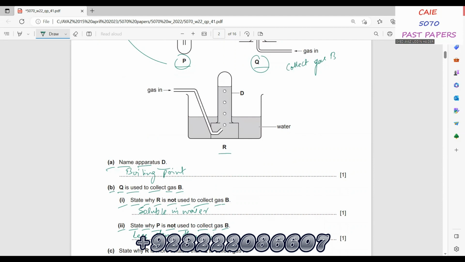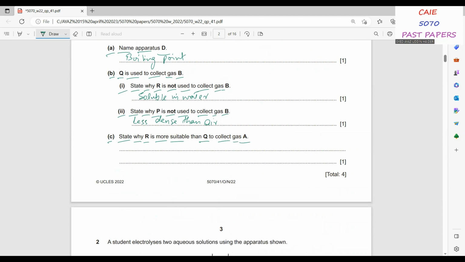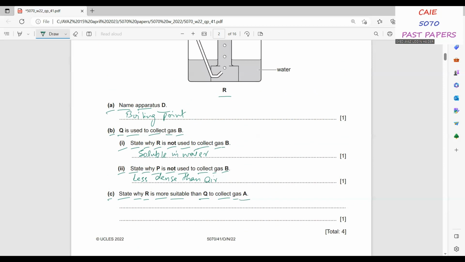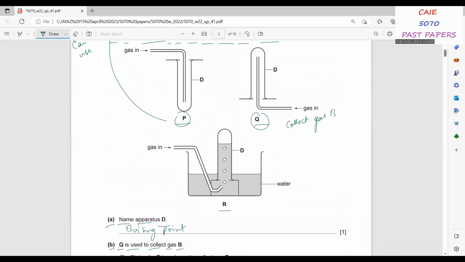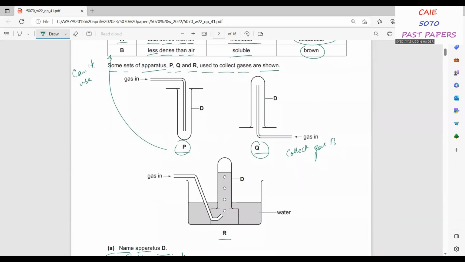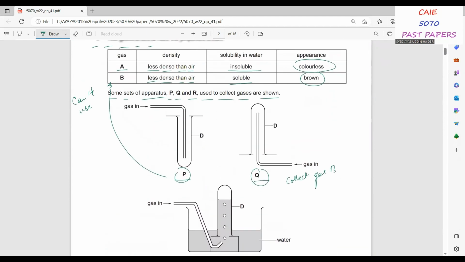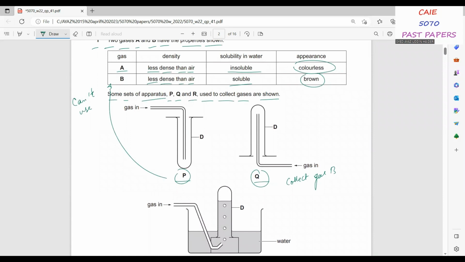C, state why R is more suitable than Q to collect gas A. Because gas A is insoluble in water and it wouldn't be possible to tell when D was full. You are using D to collect A.